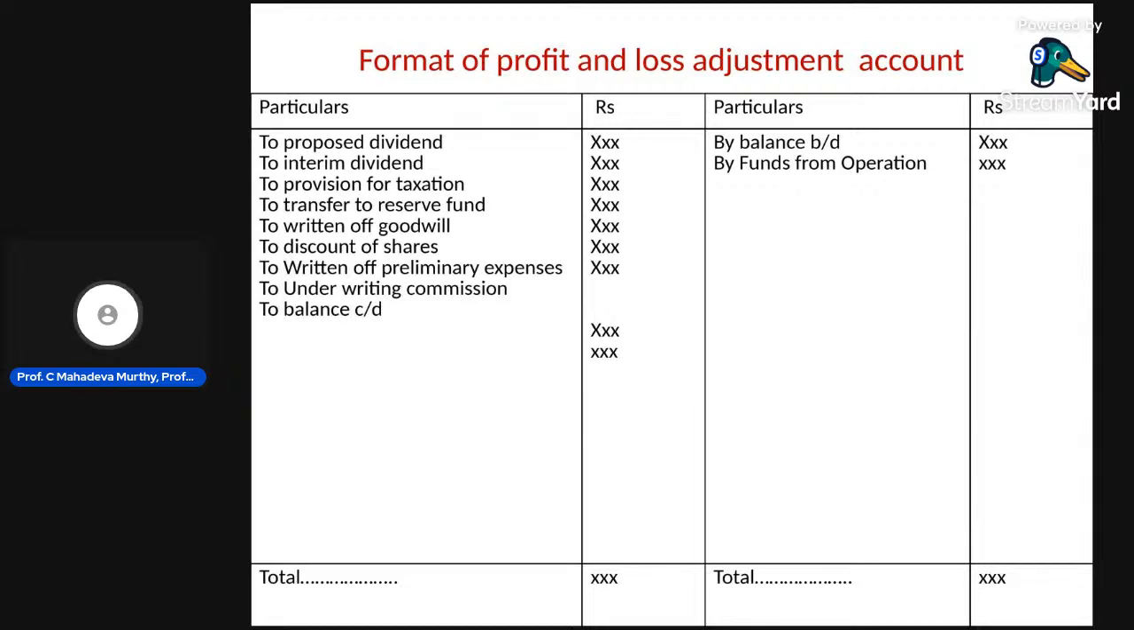Then the difference we call balance carried down. Balance brought down is the opening balance and balance carried down is the closing balance. The difference we call fund from operation. If the debit side is more, that is fund from operation. If the credit side is more, it is fund loss from operation. This is the format of the profit and loss adjusted account.